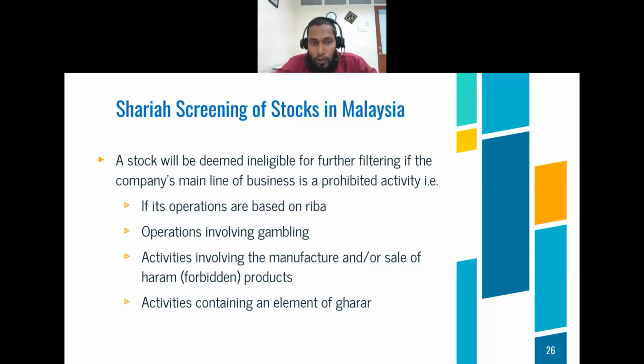At first, Malaysia will look at the core activity of the company. It should make sure the core activity of the company, its operation, is not based on riba interest like banks or insurance companies. All these are based on riba, maisir and garar, so these companies will be excluded. If a company's original business involves this, it will be excluded.